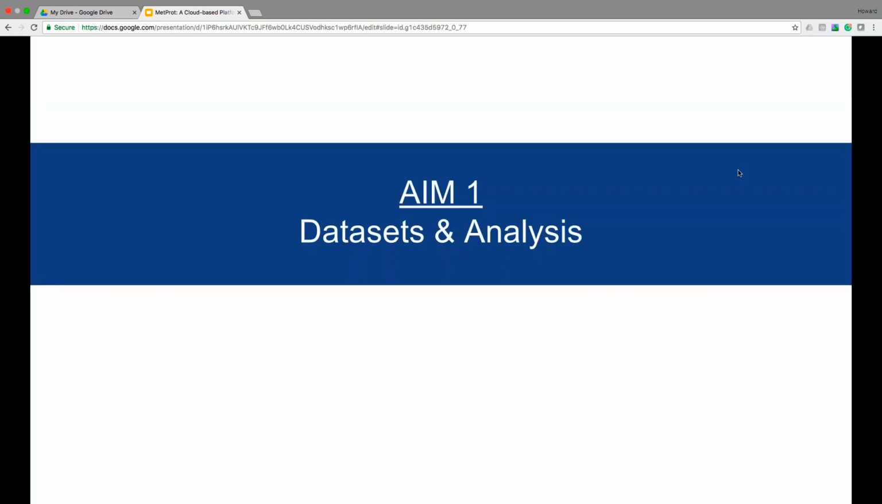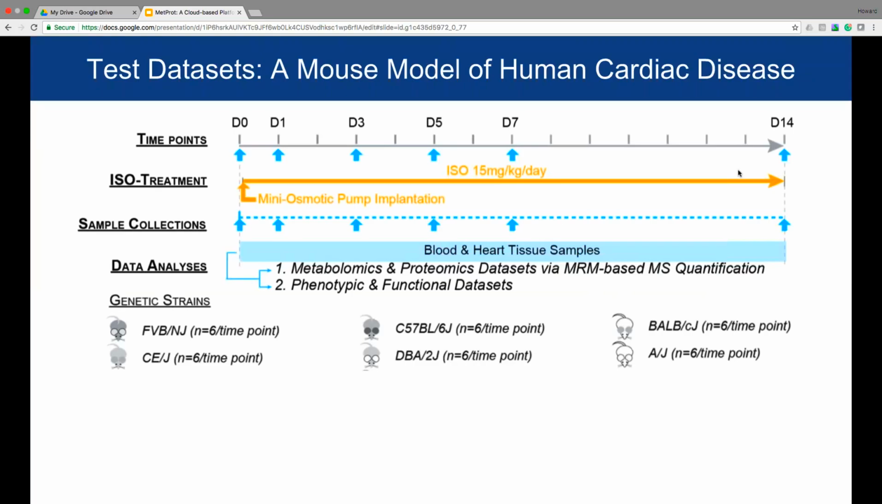So in aim 1, I will briefly talk about the temporal data sets we have acquired and a simplified analysis pipeline. Let me quickly introduce the time series data sets acquired from the mouse model of human cardiac disease. This panel illustrates the schematic overview of the experimental design. And when the mouse model is under cardiac stress, it develops hypertrophy.